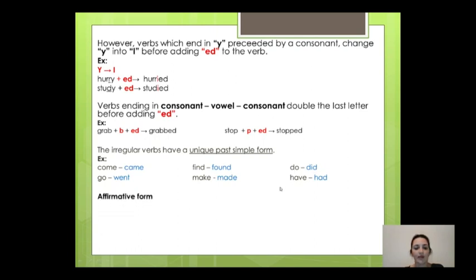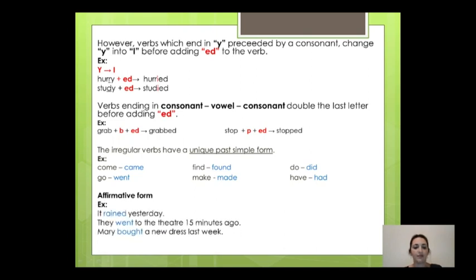Okay, and now let's have a look at some examples. In the affirmative case, it rained yesterday. They went to the theater 15 minutes ago. Mary bought a new dress last week. Look how precise these adverbs are. When did it rain? Yesterday.